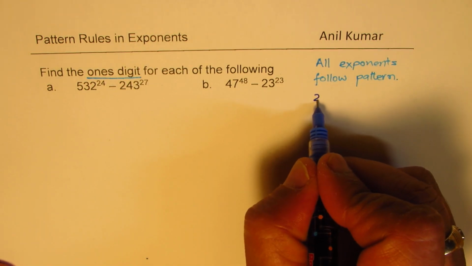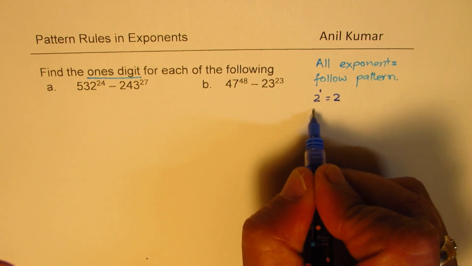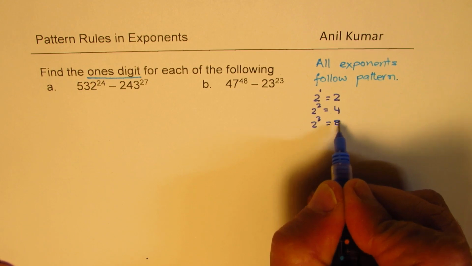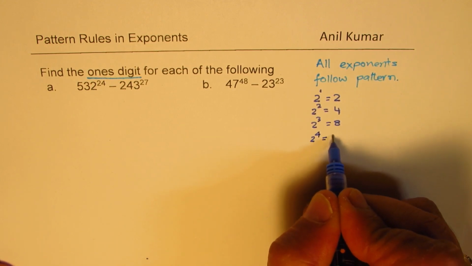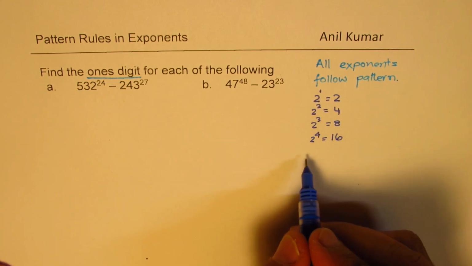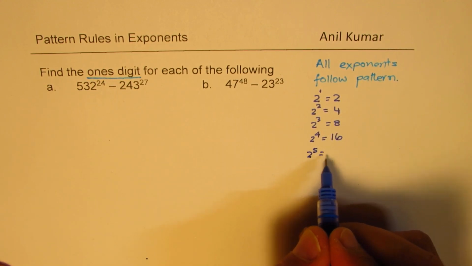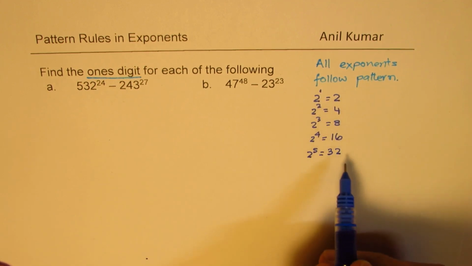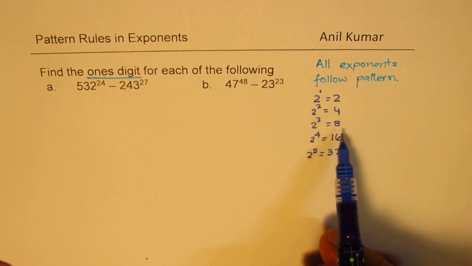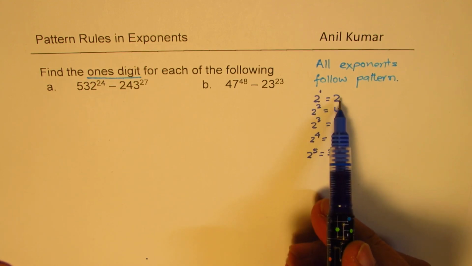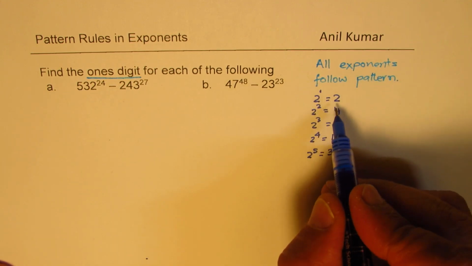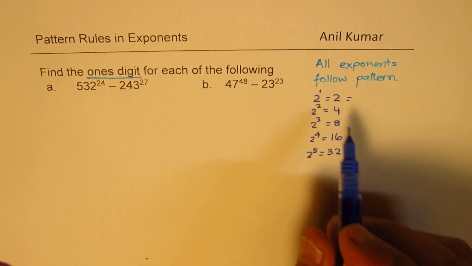So if I have 2 to the power of 1, it is 2. 2 to the power of 2 is 4. 2 to the power of 3 is 8. 2 to the power of 4 is 16. So see, ones place is 2, 4, 8, 6. And then 2 to the power of 5 is 32. So you see that 2 is repeated. Now, if I multiply by 2, this 2 becomes 4, then 8, and then 16, and then again it will be 2, right? So that means this pattern repeats.